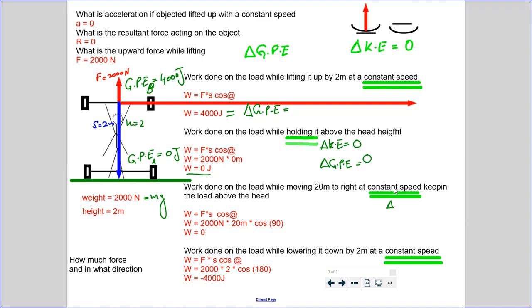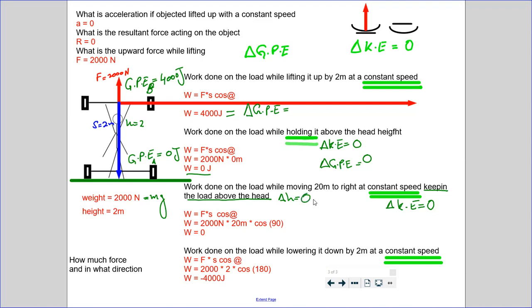It's constant speed, so the change in kinetic energy is 0, and keeping the load above the head height. Keeping the load above the head. So if we keep the load above the head, will there be any change in height? If we just keep it above the head, no matter how much he moves to the left or right, will there be any change in height? That's right, there will be no change in height.